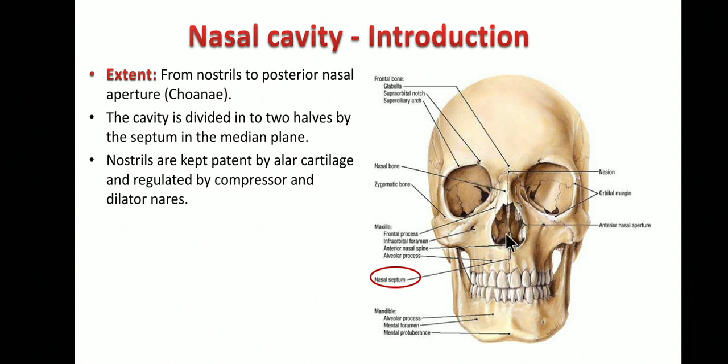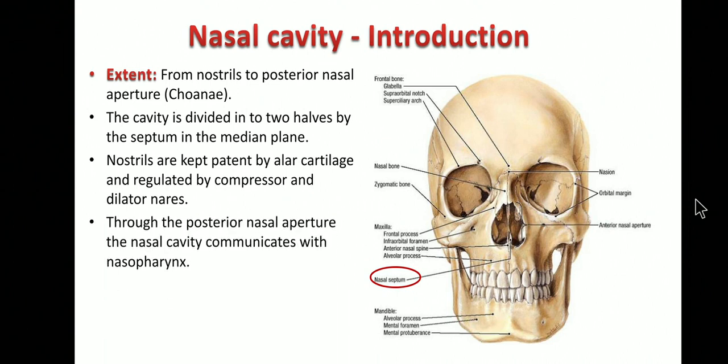Now the nostrils are mainly kept open, or patent, by the cartilages and the muscles acting on it, the compressor and the dilator naris. These muscles in humans are not very functional. They are mostly vestigial.